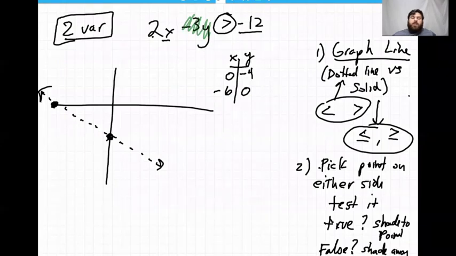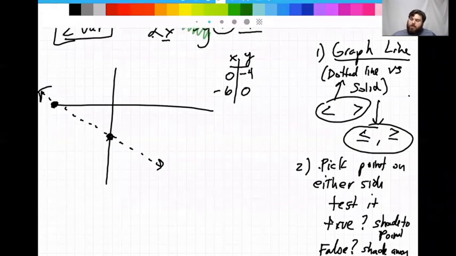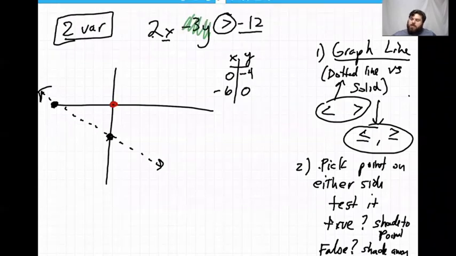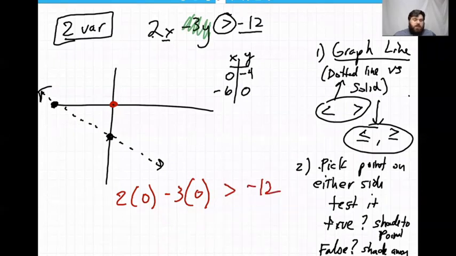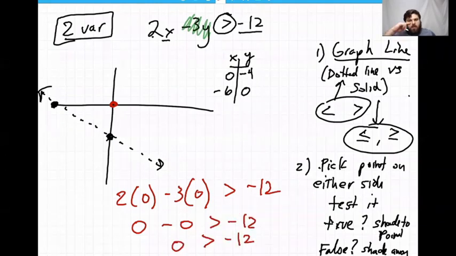Okay, I love to test 0, 0. It's easy, right? I would test 0, 0 at any time I could. Plug it into the equation. 2 times x minus 3 times y has to be greater than -12. We want to know if this is true or false. 0 minus 0 is bigger than -12. Is it true that 0 is bigger than -12? Yeah, 0 is up here, -12 is way down here. 0 is bigger, which means that's true.